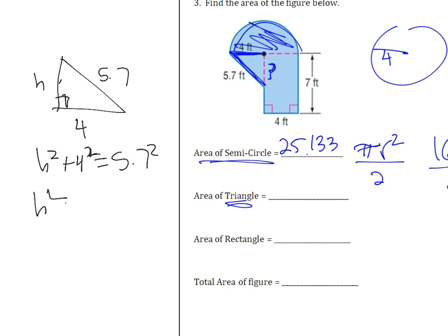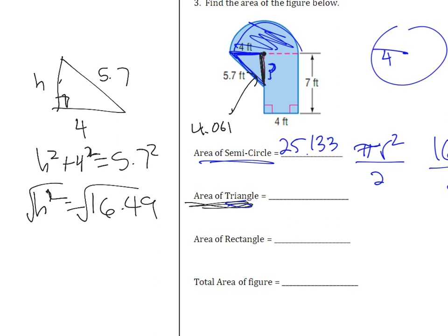So h squared equals 5.7 squared minus 4 squared. So that's going to be 16.49. So then square root. So that's going to be, this length right here is going to be 4.061. Now that's just that length. That's not the area of the triangle.